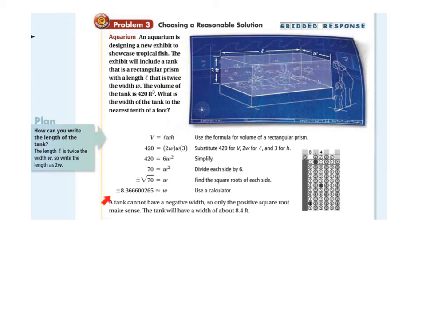So the width is the square root of 70. Now the thing is, we have plus and minus here. Yet that doesn't make sense, because you can't have a negative width. So it is going to be just the plus in this case, about 8.4 feet.